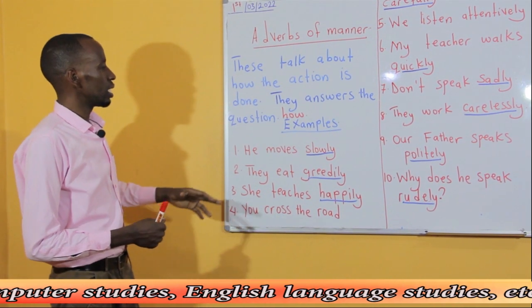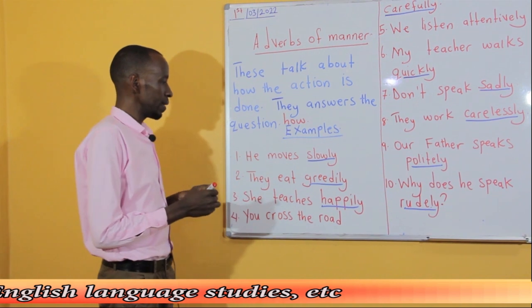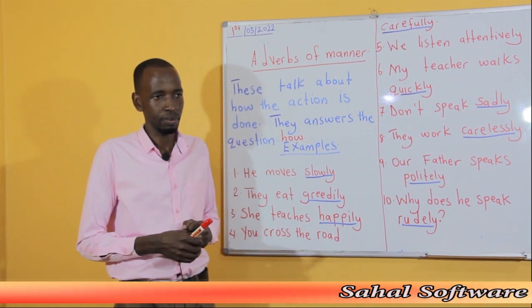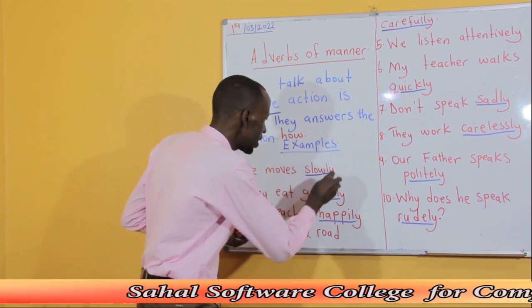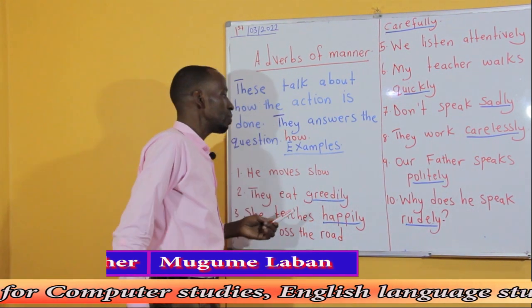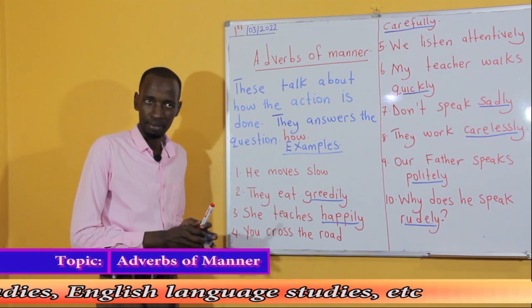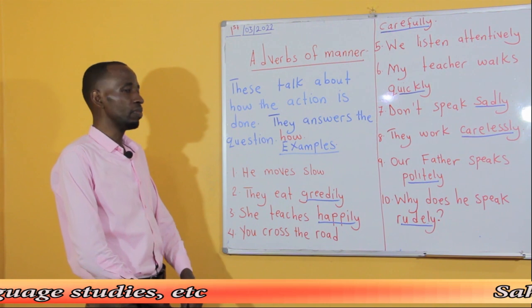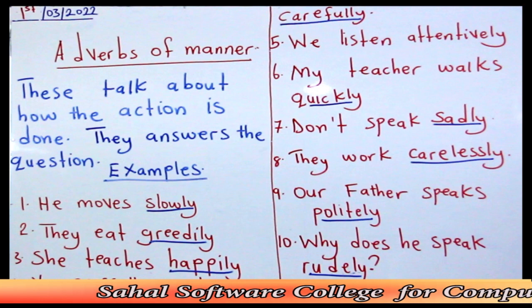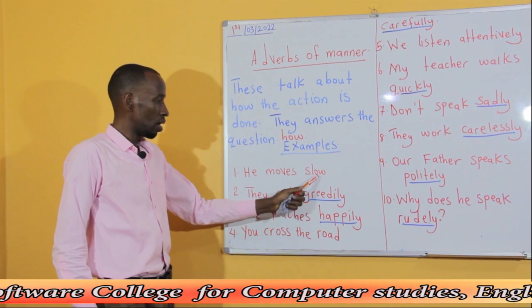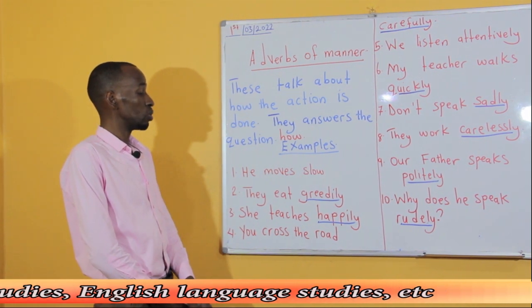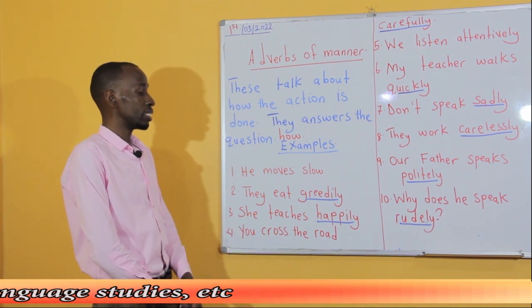First of all, let me go to number one. If I say, he moves slowly, this is the way he moves. When you put ly, it becomes an adverb of manner. But when you put slow, it becomes an adjective. You cannot say, he moves slow. No, you cannot say that. The adverb of manner will tell you that you are not serious. You should add ly and make a good sentence.